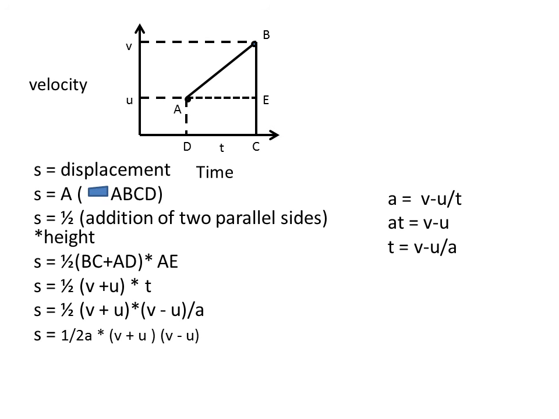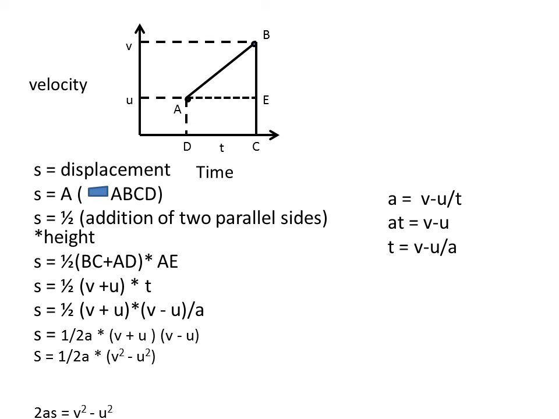Let us rearrange the terms. S is equal to 1 upon 2a multiplied by v plus u, v minus u. Doesn't this sound familiar to you? Yes, you must have heard about the algebraic identity a plus b, a minus b. So what can we write down here? Instead of v plus u and v minus u, we can write down v square minus u square, right? So let us write down that. S is equal to 1 upon 2a multiplied by v square minus u square.